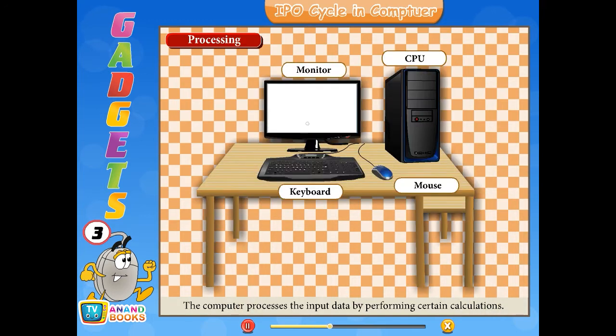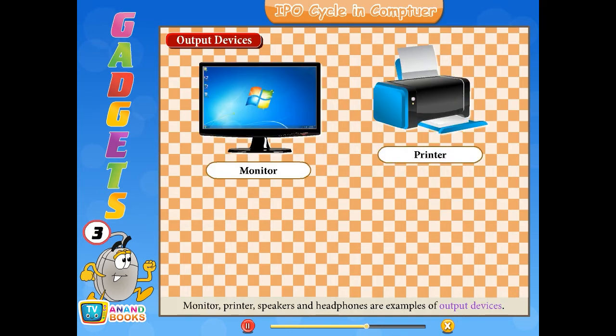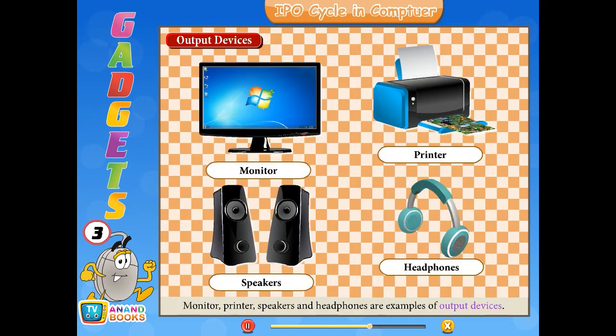The computer processes the input data by performing certain calculations. All processing devices are put together inside the CPU box or cabinet. The processed data can be presented to the users with the help of output devices. In other words, output is the data that has been processed into useful and meaningful form. Monitor, printer, speakers and headphones are examples of output devices.